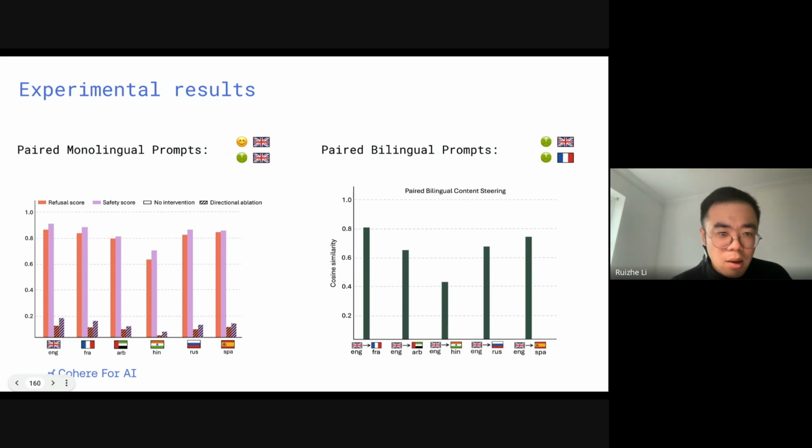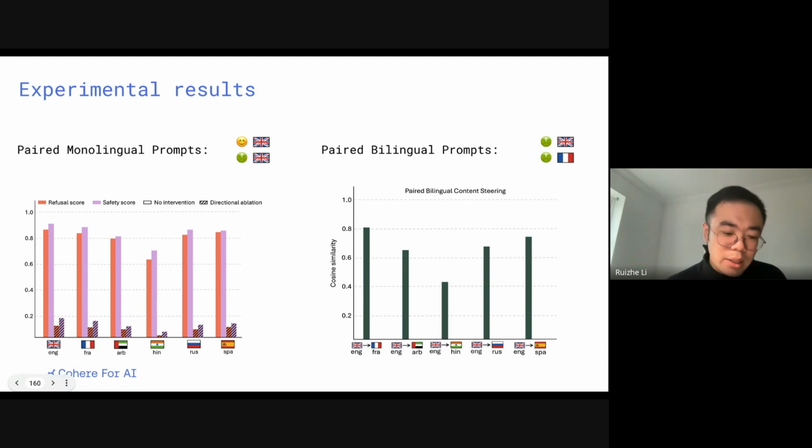Based on this framework, we first conduct experiments on paired monolingual prompts. The harmful prompts are from the Aya red teaming dataset, and for the harmless prompts, we use a general question answering dataset. Based on this figure, we can see Aya 23 is actually robust regarding multilingual harmful prompts before the intervention. However, the refusal and safety score dramatically drops when we erase the refusal direction from the harmful activation representation.